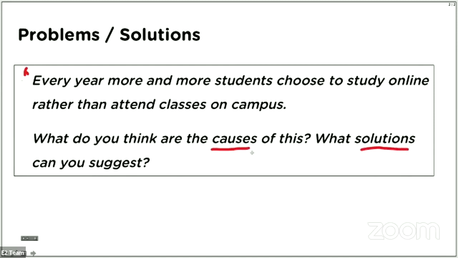This is one of the more challenging question prompts because it's asking you for causes plural and solutions plural. In other words, more than one. Because of this, we need two different paragraph structures.